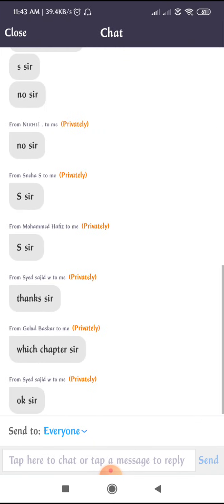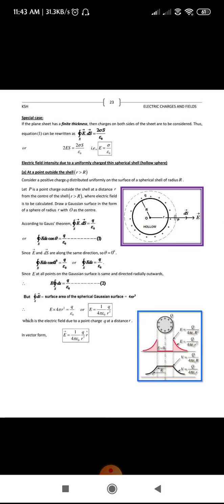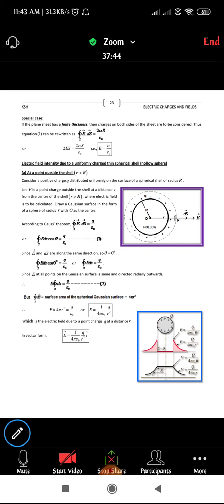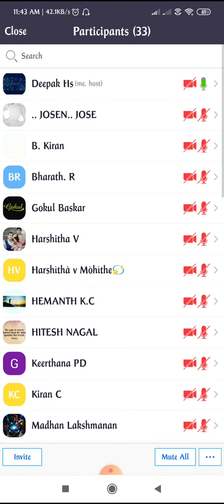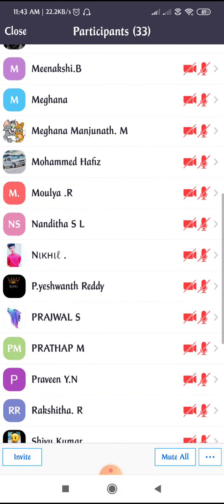I'm getting a message. Gokul Bhaskar asks, which chapter, sir? The chapter is this itself, electric field. The test will be on this electric field chapter itself. So just go through this chapter very carefully, so that shortly we will have a test.